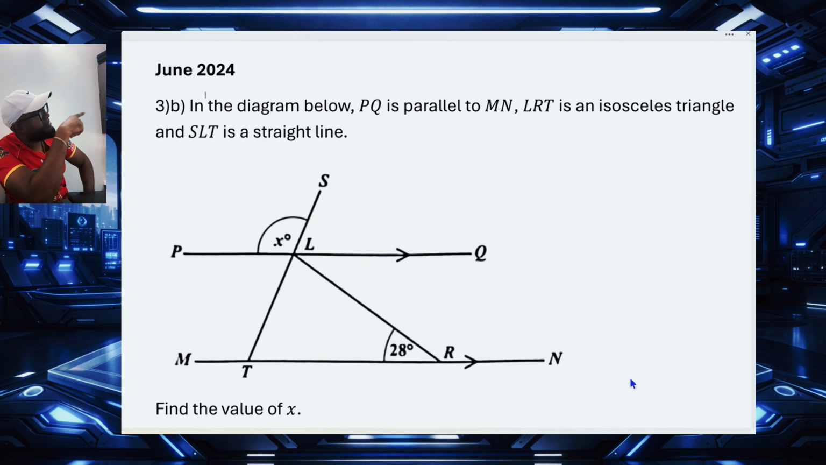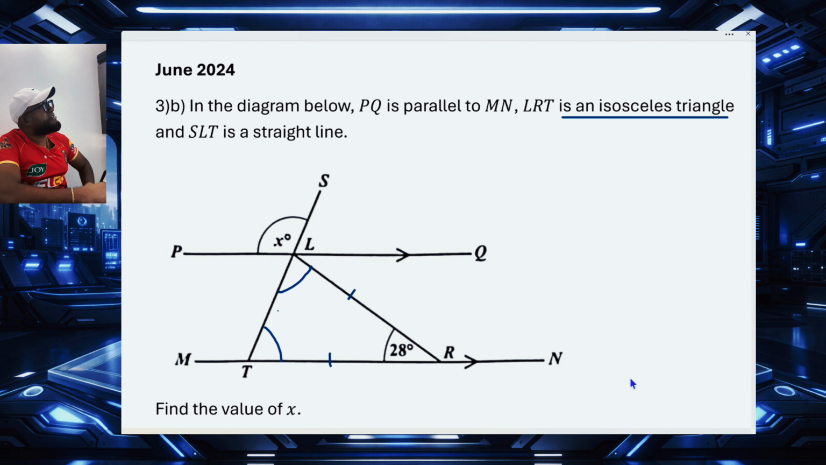LRT is an isosceles triangle. So if LRT is an isosceles triangle, what does that say about these two lines? Equal. And what does that say about these two angles? Equal. That is the main piece of information here. And then they just say that SLT is a straight line, right?